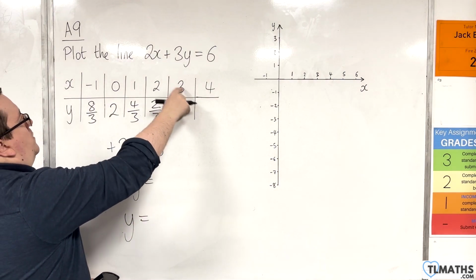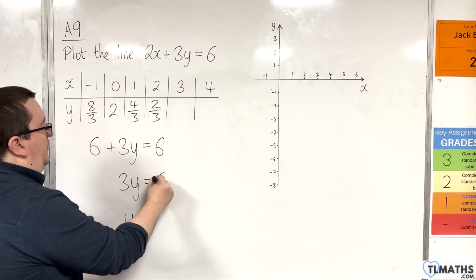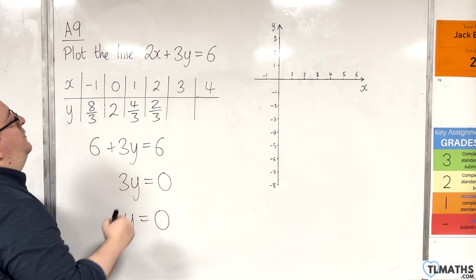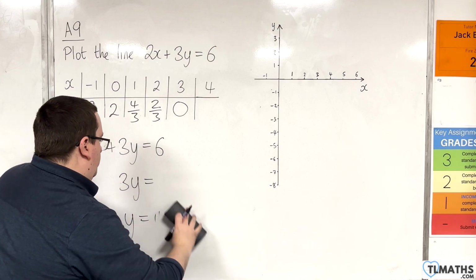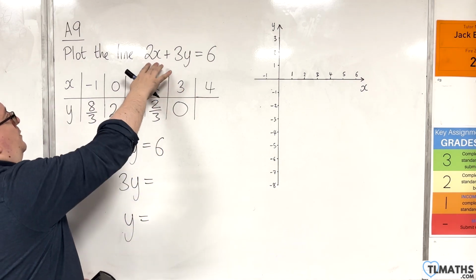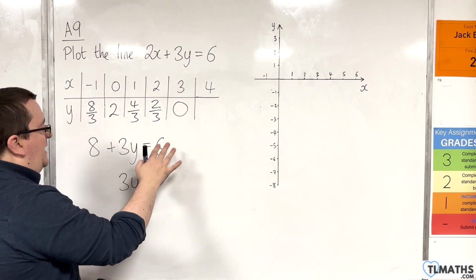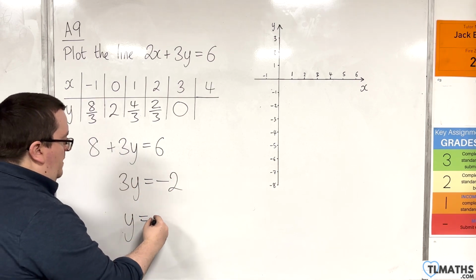Okay? Right, next one. When x is 3, we've got two lots of 3, which is 6. Take the 6 from both sides, divide both sides by 3, so y is equal to 0. And our last one, when x is 4, two lots of 4 is 8, plus 3y equals 6. Take 8 from both sides, and then divide both sides by 3.